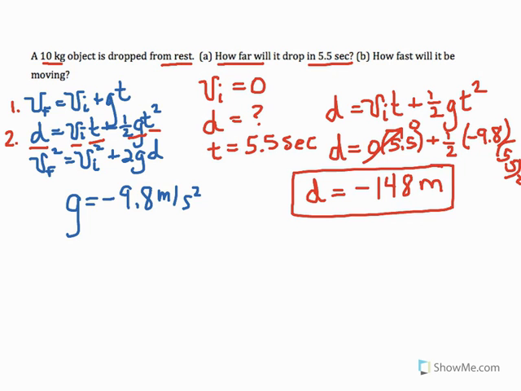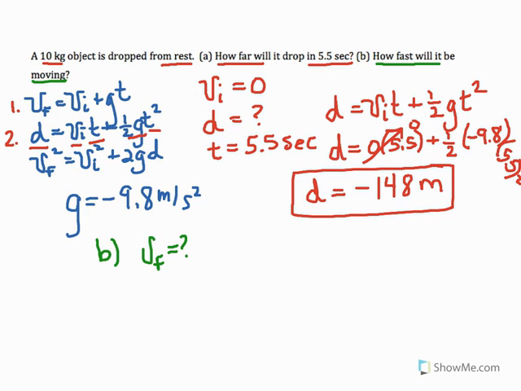Now, for the next question, we want to find out how fast it will be moving as it hits the ground. This will always be just before it hits the ground, not after it hits the ground and stops. So just before it hits the ground, I want to know the velocity. That's going to be our final velocity. I've got all the other variables: the initial velocity, time, and gravity.